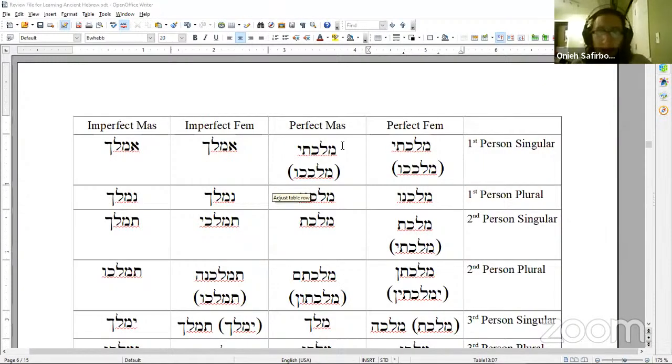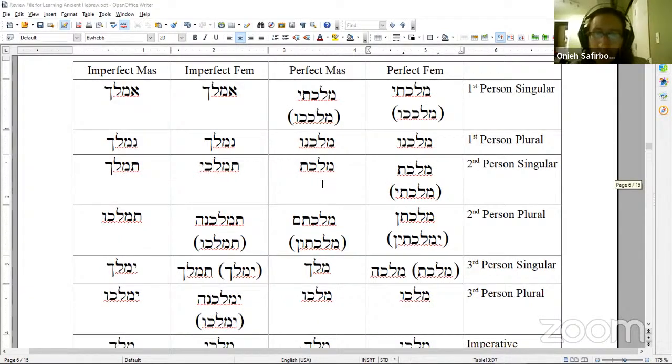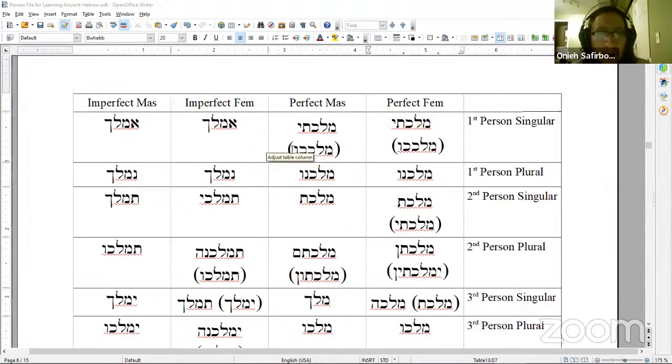Okay, so I'll share the screen briefly. We're going to look right here. If it's in parentheses, that's the original form, according to Acadian. So we have imperfect and perfect forms for the verbs. We have masculine and feminine for each of the forms. Now, imperfect, I'll explain what an imperfect verb is.